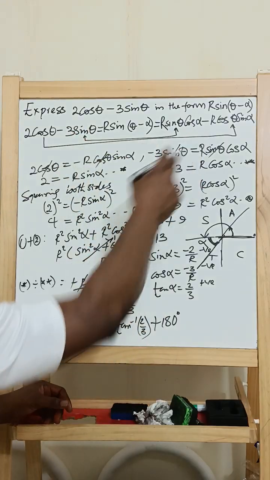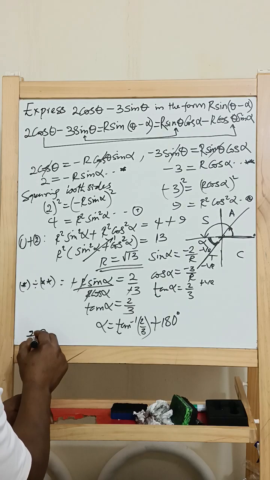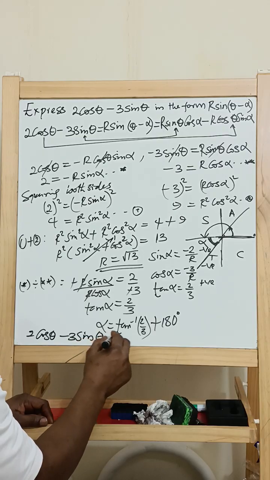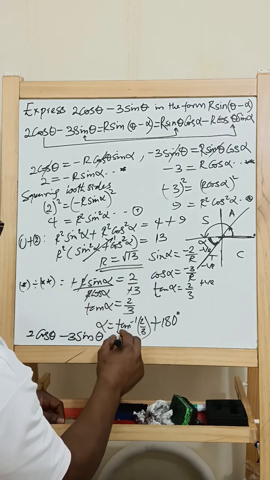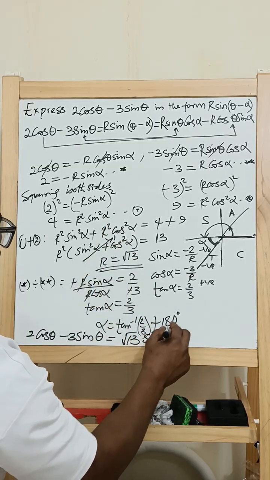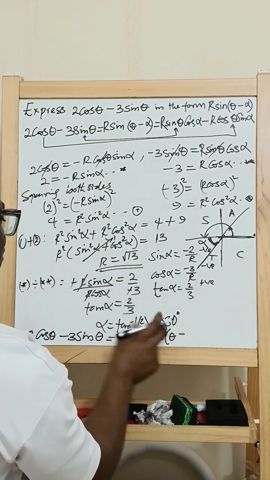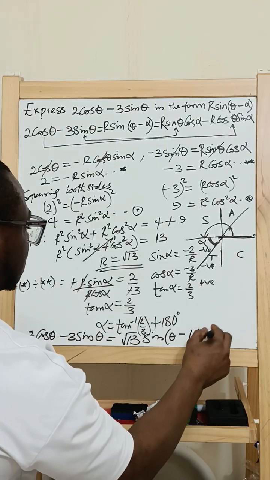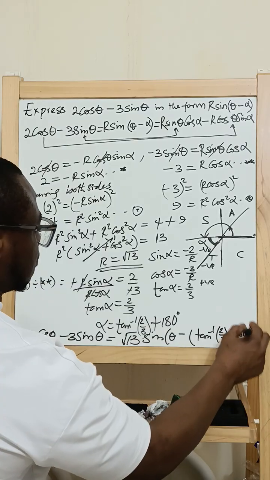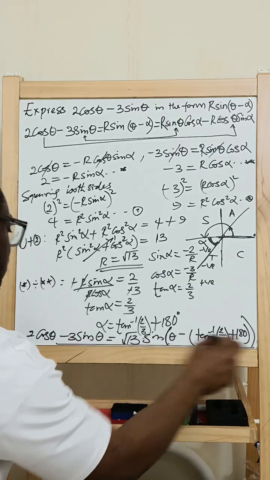So our overall expression is now going to be 2 cos theta minus 3 sin theta equals r sin(theta minus alpha), where r is the square root of 13. Then sin(theta minus (tan inverse of 2 over 3 plus 180)). So that is how we get the exact expression for this.